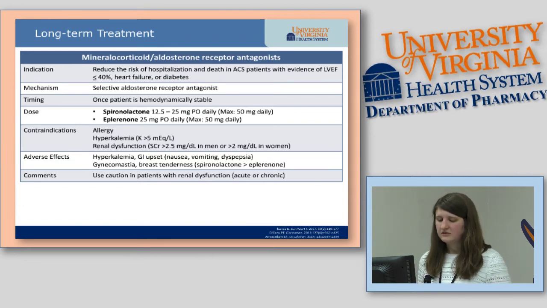Common adverse effects include hyperkalemia and GI upset. With some of these medications, particularly spironolactone more than eplerenone, can cause gynecomastia and breast tenderness.